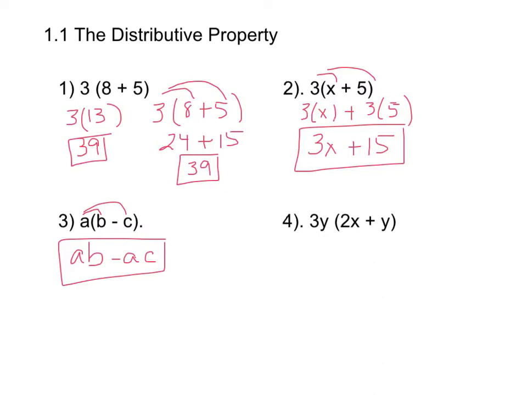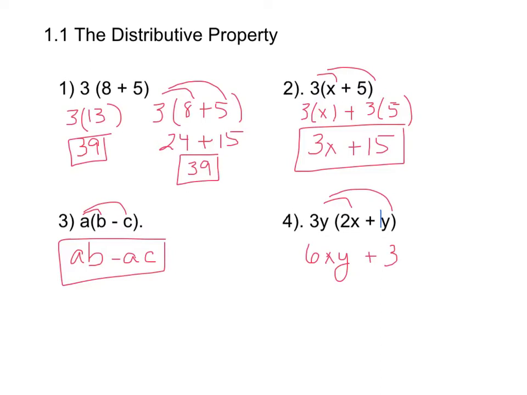Example number 4. 3y times 2x and 3y times 4. 3y times 2x, well 3 times 2, that gives us 6. Y times x gives us xy, or yx, but we usually write these in alphabetical order. And 3, now remember, the coefficient of that y is 1. So we take 3 times 1, that gives us 3.